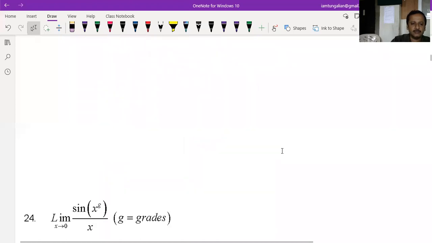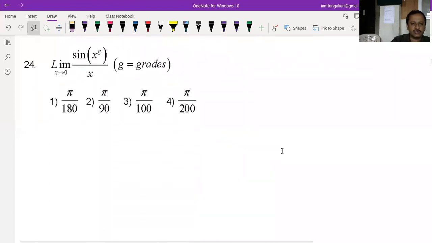Then let's have a look at the next question. Question 24. The limit as x tends to 0 of sin x grades divided by x. Grade is another unit of measurement of angles. We know two of them, the radian measure and the degree measure. Grade measure is the third one. Let me discuss what that grade measure is before solving this problem.